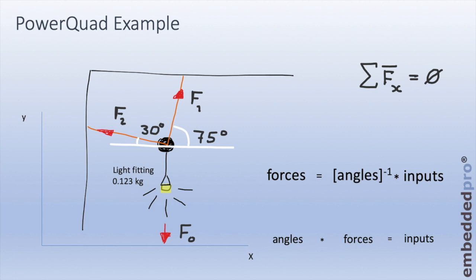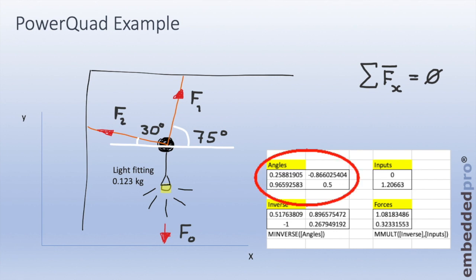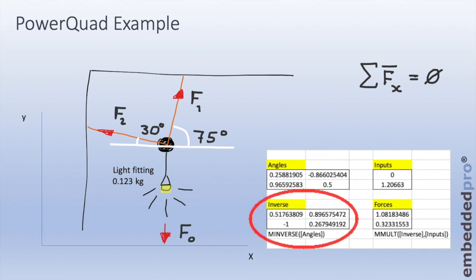We can use the PowerQuad and the matrix engine to solve this equation. First, let's do it in Excel. So the angles matrix, I've just converted the angles into radians. I've used the MINVERSE function in Excel to calculate the inverse of the angles matrix.